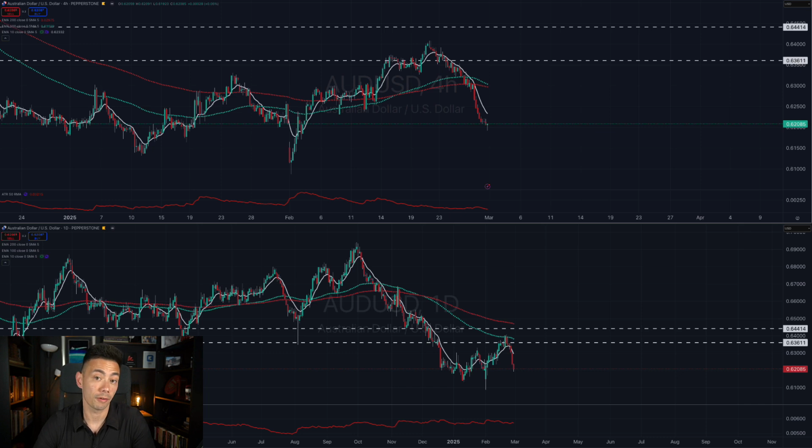This week, as with every week, we're going to look at the charts of the major currency pairs to see what the movements are looking like, what opportunities may be setting up for the week ahead.